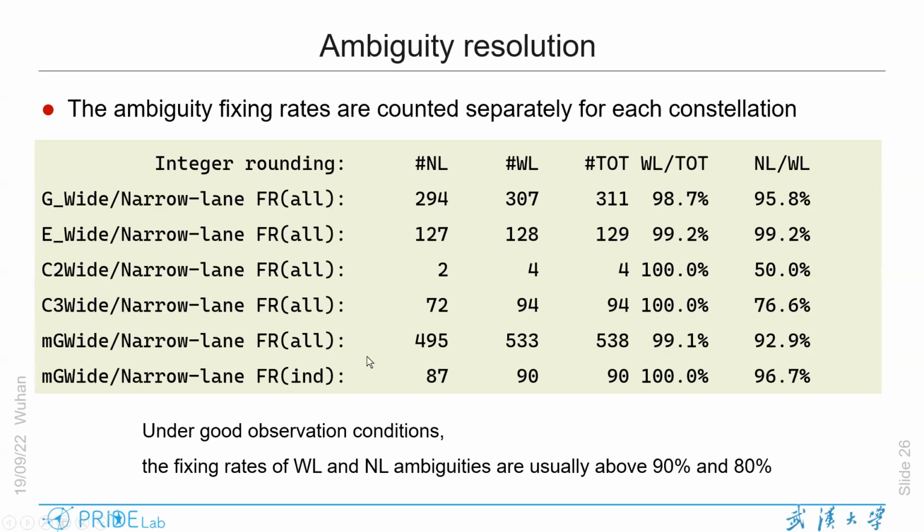Normally, the fixing rates of the wide-lane can be higher than 90%, and the narrow-lane should be higher than 80%, especially under good observation conditions like here. While more ambiguities are fixed, the precision of the fixed solutions can be higher. So you can try to adjust your processing strategies to maximize the fixing rates. And this will be introduced in the following classes.